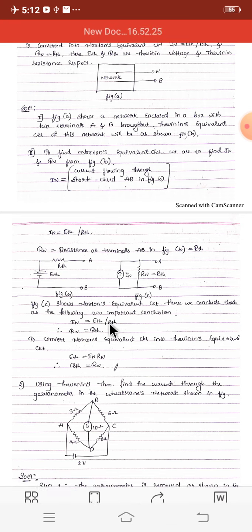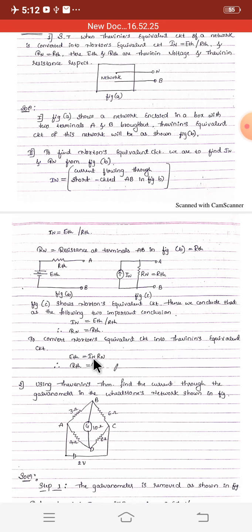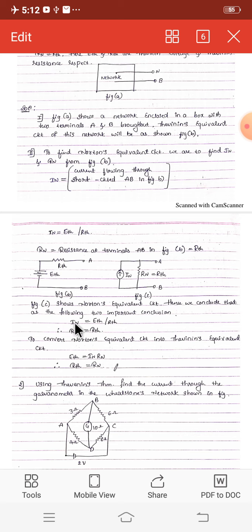IN equal to ETH by RTH. Sir, using this circuit, IN equal to ETH by RTH. So RN equal to RTH. To convert Norton's equivalent circuit into Thevenin's equivalent circuit, ETH equals IN into RN, because RTH is nothing but RN.